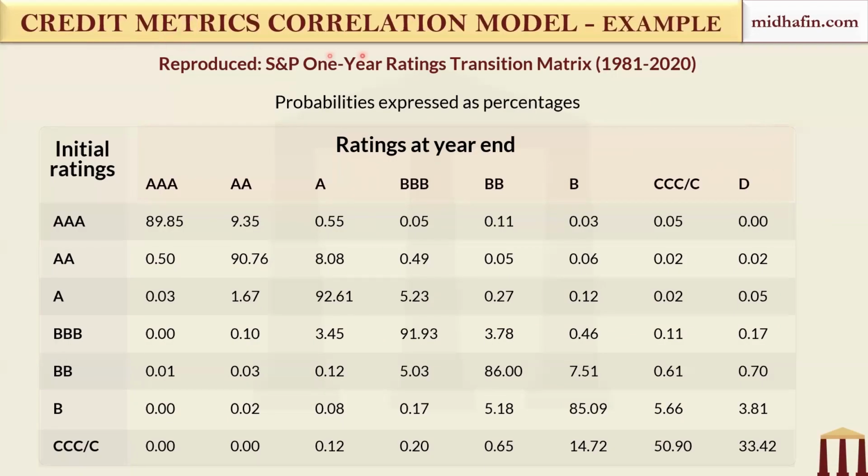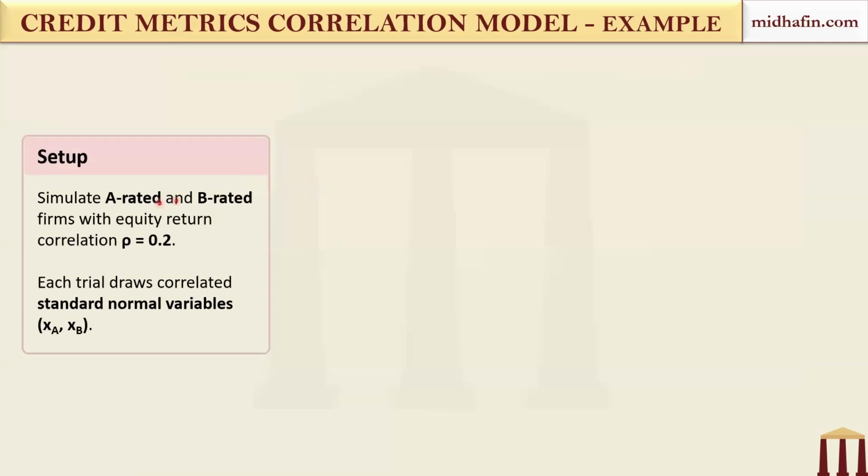To illustrate the CreditMetrics correlation model example, I have reproduced the same rating transition matrix which we were seeing earlier, so we don't have to go many slides back to check the data. Suppose we are modeling two firms, one is an A-rated firm and the other is a B-rated firm, with a correlation of, let's say, 0.2 between their equity return. So for each simulation trial, we draw two correlated standard normal variables, XA and XB. These random draws represent the systematic market effect and idiosyncratic noise for each firm.